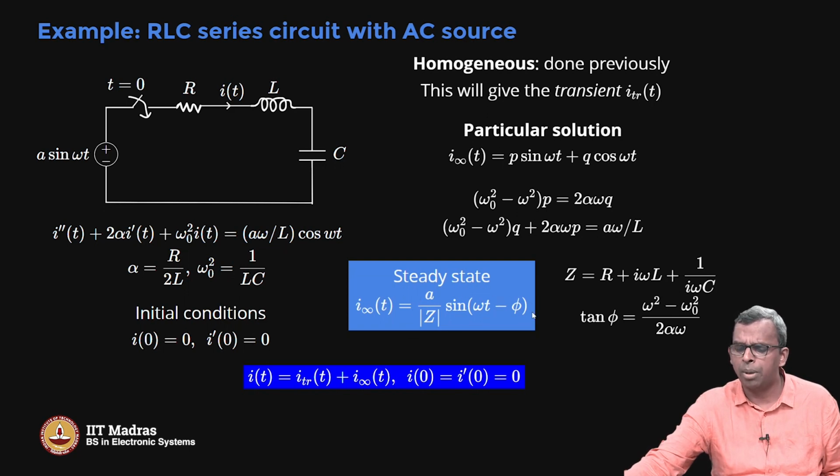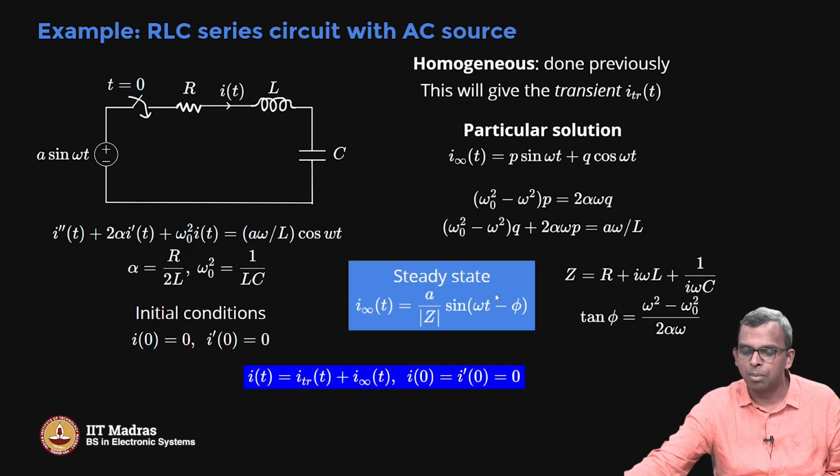This is a very, very common way in which people write steady state voltages and currents in an AC circuit. This is called using the idea of phasors. That's something that they do in circuit theory, but this just comes from the solution to the differential equation. And we did this even in the RC circuit case, right? You might remember that. So in this case, this Z is going to be R plus i omega L plus 1 by i omega C.